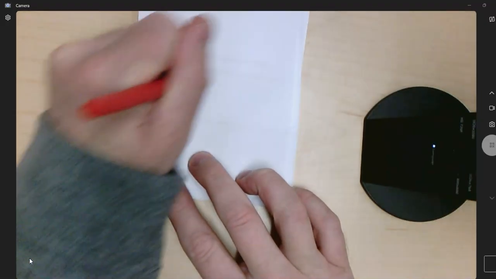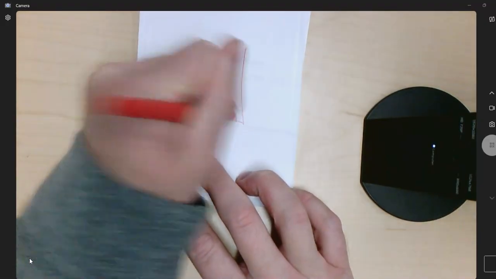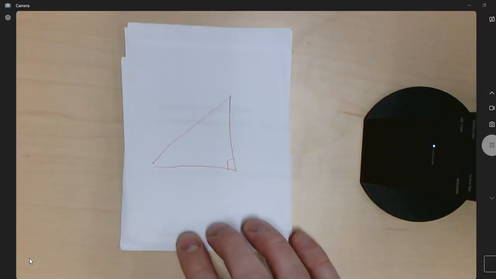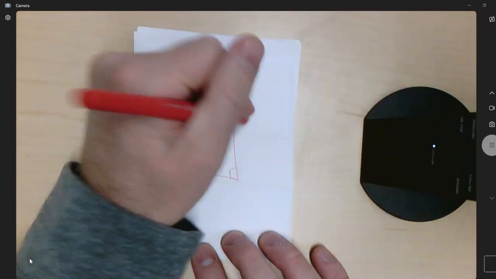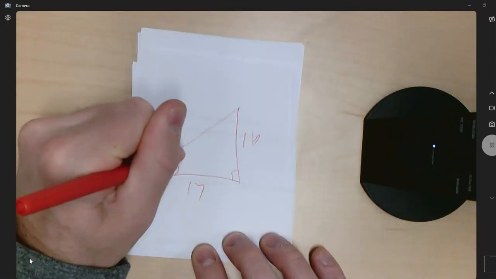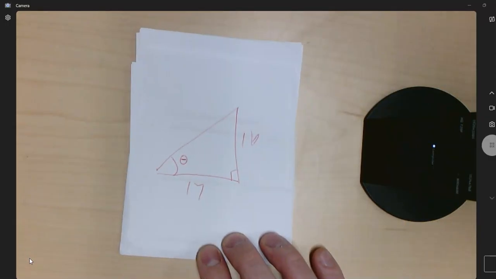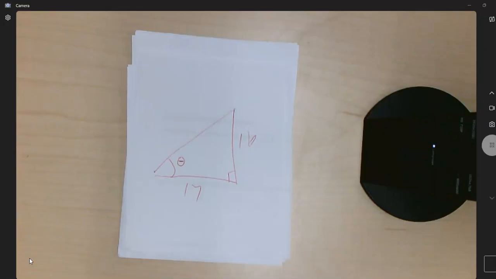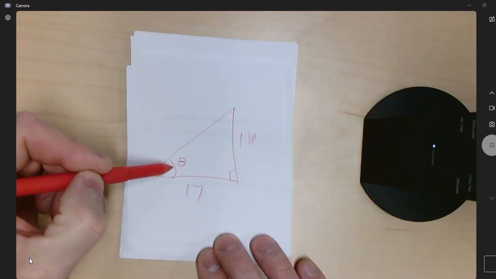Let's talk about it. On a right triangle, what happens if I give you two of the sides? I don't know, 16 and 17, and ask for an angle. I want you to figure out what theta is right here. Theta is a Greek letter. We use it for angles. Okay, well, by all accounts, with what we've been doing, this is my angle.